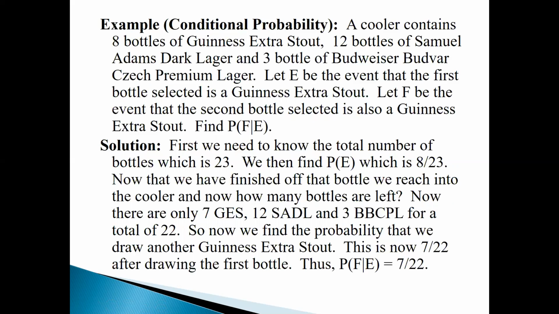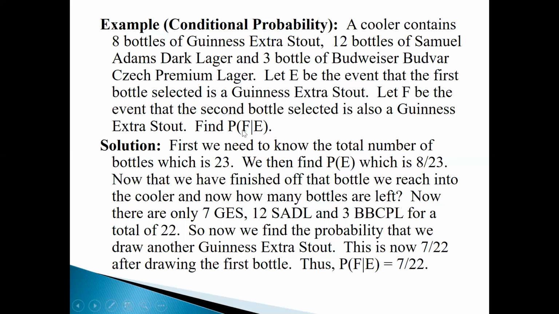Okay, some more conditional probability. A cooler contains 8 bottles of Guinness Extra Stout, 12 bottles of Samuel Adams Dark Lager, and 3 bottles of Budvar Budweiser Czech Premium Lager. Let E be the event that the first bottle selected is a Guinness Extra Stout. Let F be the event that the second bottle selected is also a Guinness Extra Stout. We want to find the probability of F given E occurred.